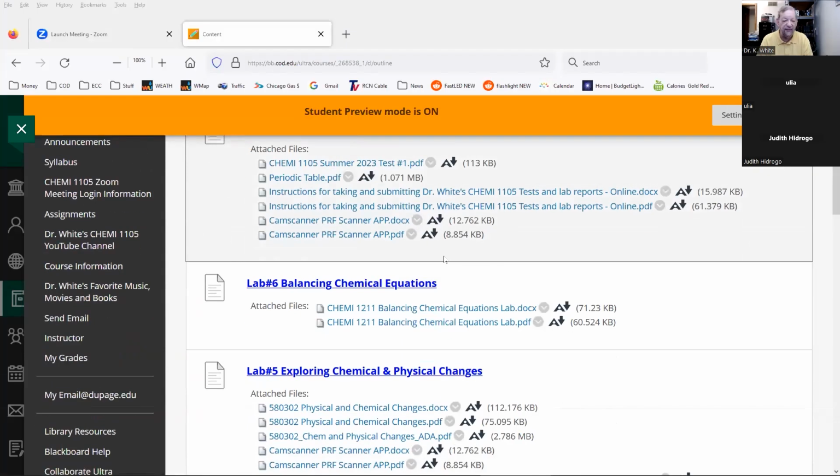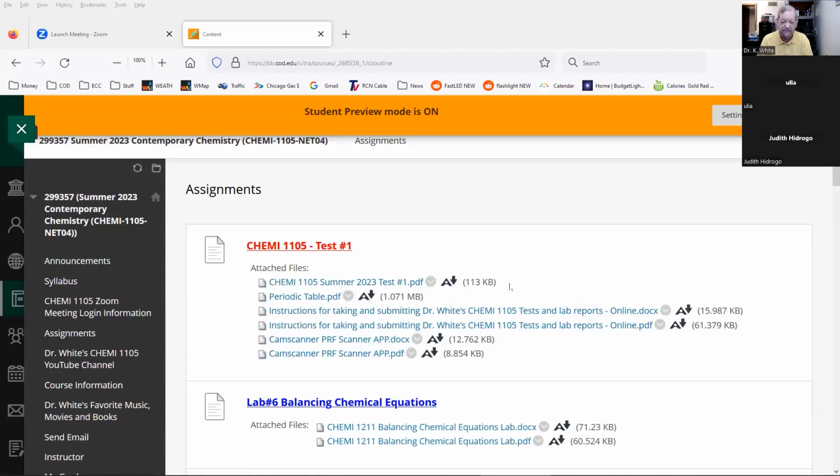All right. By now, hopefully, you've all realized that earlier this morning I sent out the password for the password protected PDF file for test number 1. If you go to the assignment area in Blackboard, you'll see test number 1. You can download that. Here's the periodic table you should be using, and instructions if you haven't figured out how to upload your test number 1. The same thing is similar for lab reports as a PDF file.